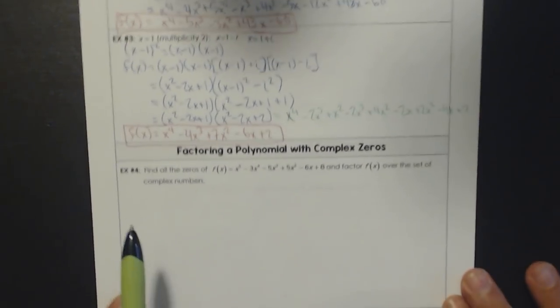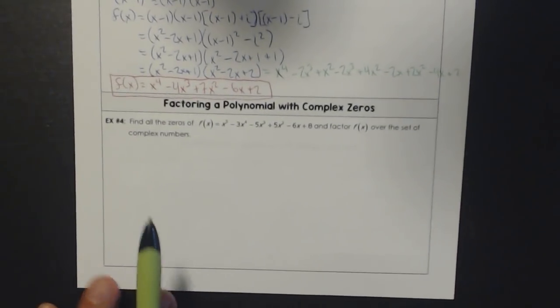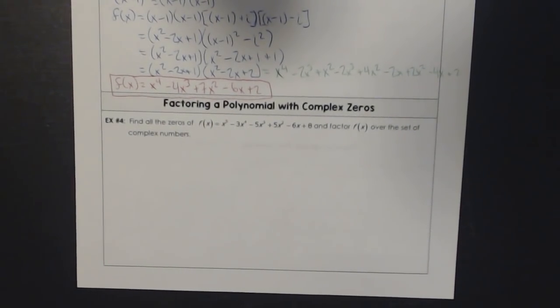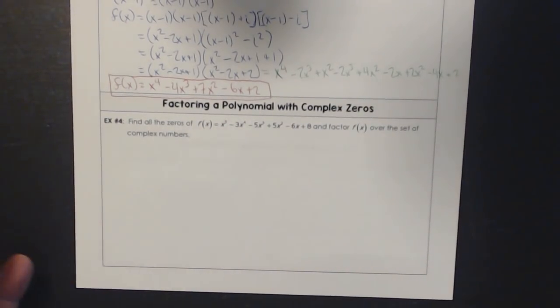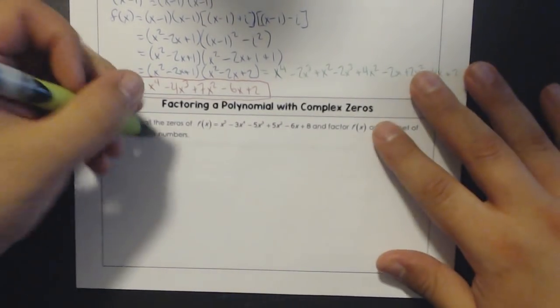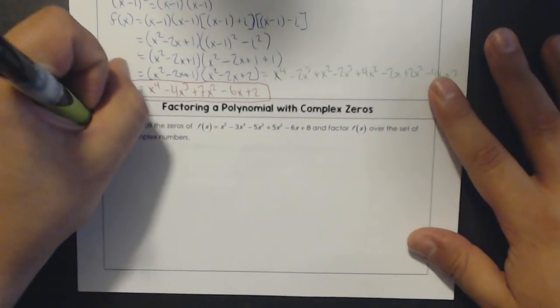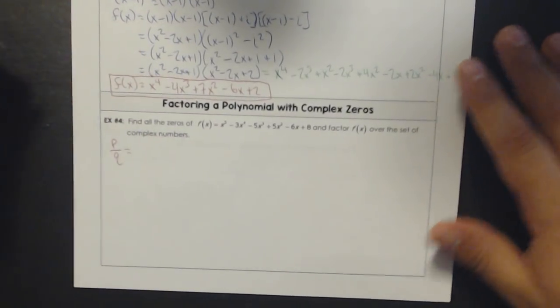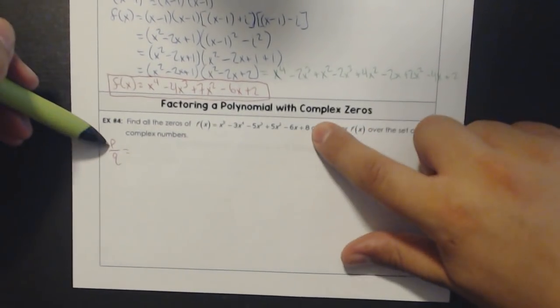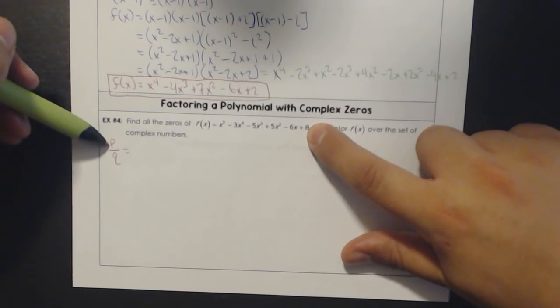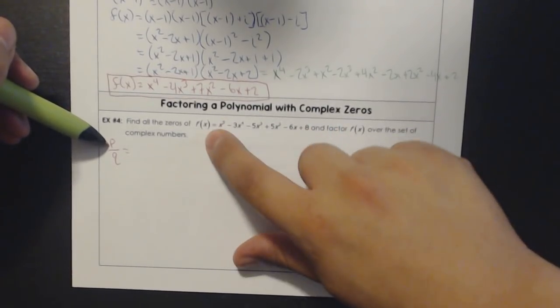and subtracting correctly. So, example 4 says, find all the zeros of f of x equals x to the 5th minus 3x to the 4th minus 5x to the 3rd minus 6x plus 8 and factor f of x over the set of complex numbers. So here, we're not given any zeros. We need to use what we did in the previous section. We need to make sure that we have our p over q. So remember, p over q is where p is the constant 8 over our lead coefficient 1.